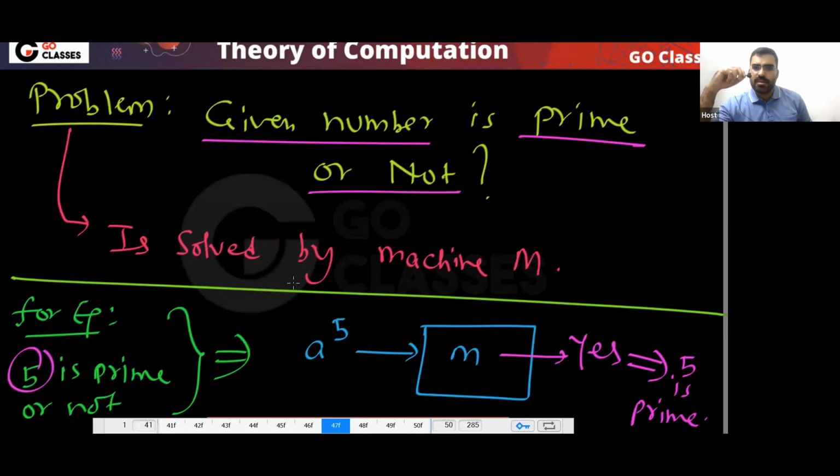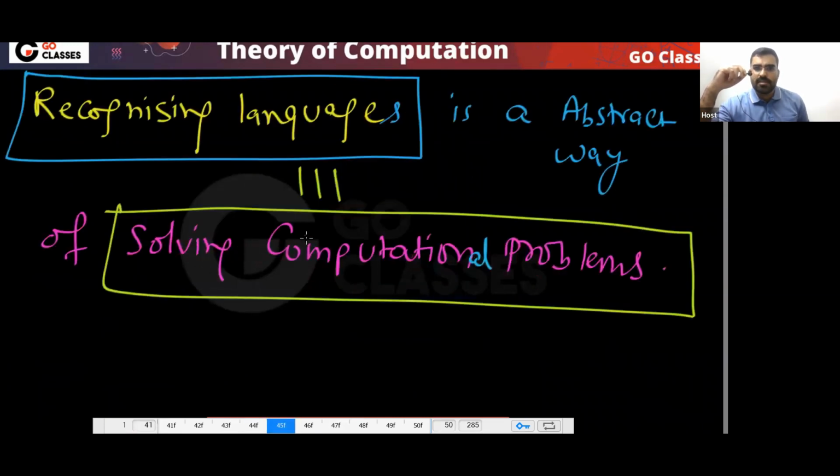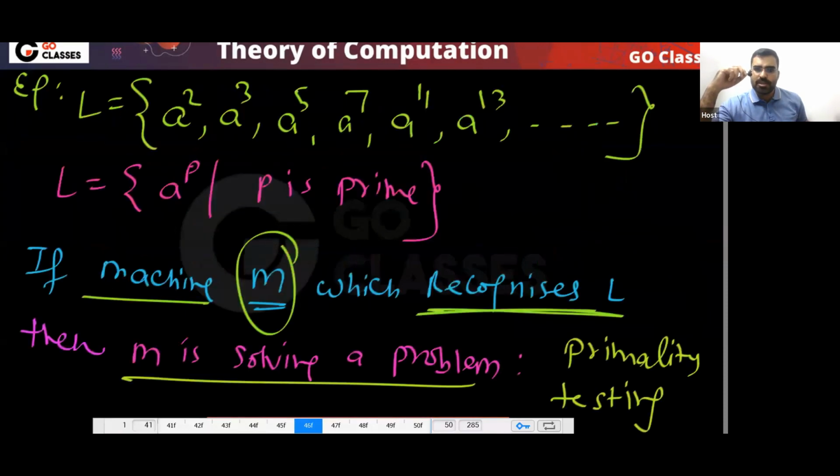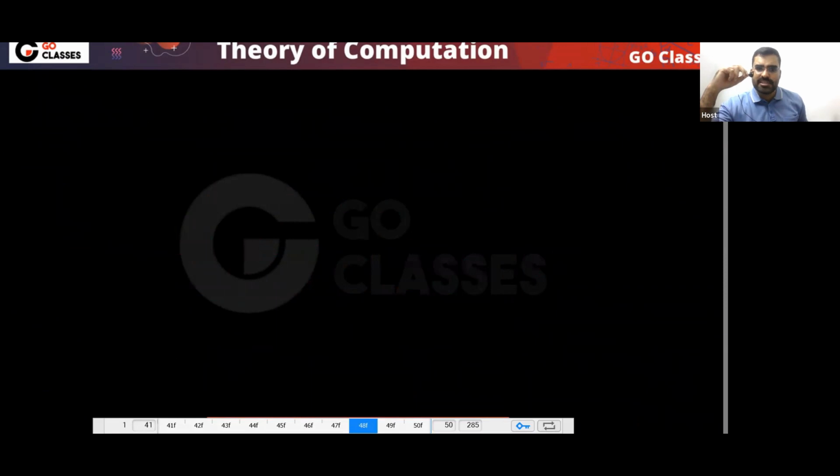Is it clear to everyone? So why do we study recognizing languages? What is interesting about recognizing languages? Recognizing languages is an abstract way of solving computational problems. Why do we want to recognize languages? Because we want to solve problems. I hope this motivation is clear.